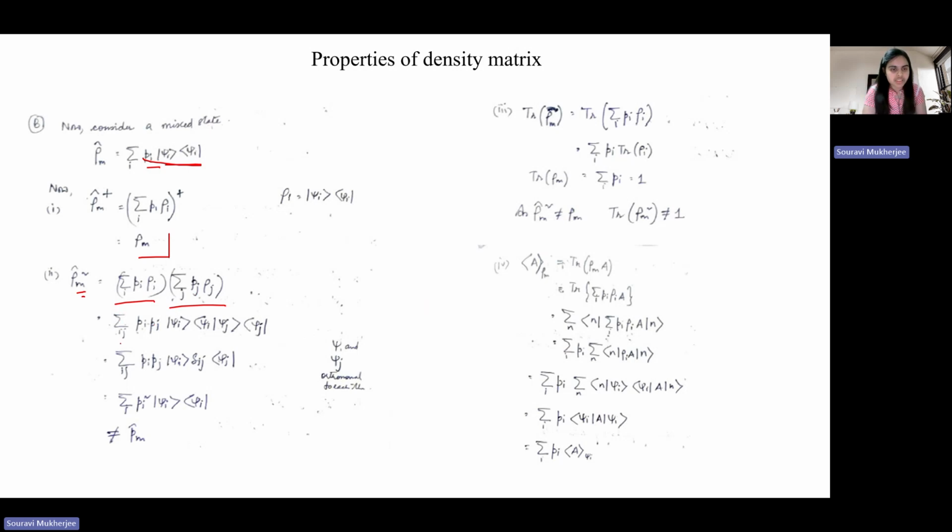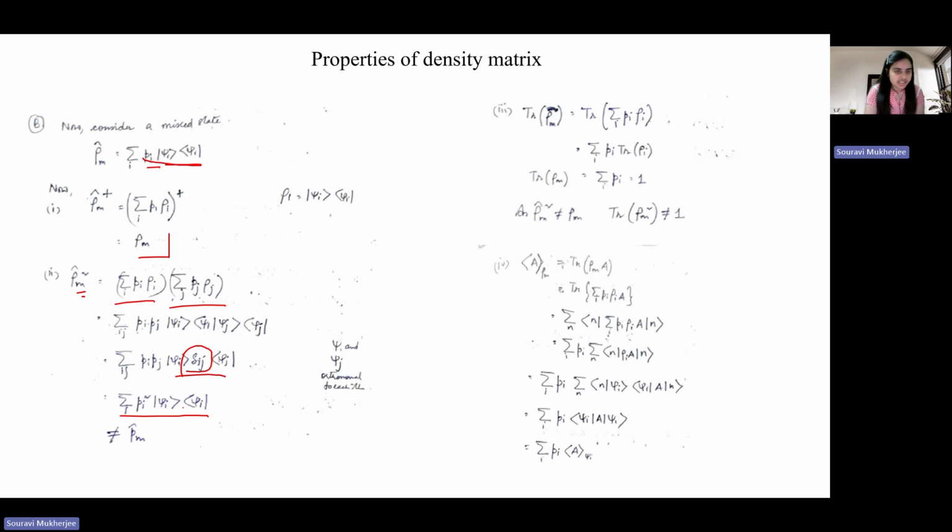So what will you get? You will see that you have p_i p_j and then this term here. What is this term telling you? That this will be non-zero only when i is equal to j, because you are talking about an orthonormal basis of vectors. So i and j are dummy variables, and you have this delta_ij, which means i must be equal to j. Only then will this be non-zero. So you can remove one of the summations and write it as a summation over i of p_i squared times psi_i psi_i.